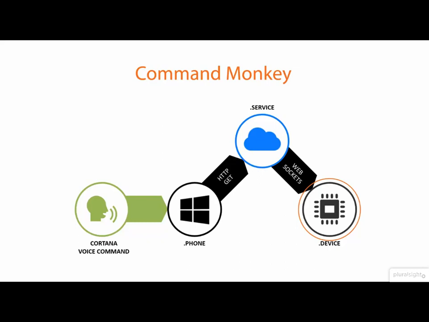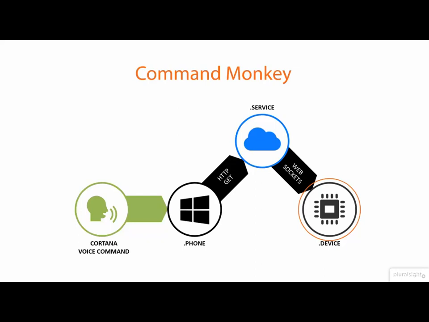I created Command Monkey for a training course on Microsoft's voice assistant, Cortana. But as you can see, the Cortana voice command and the phone app are doing an extremely simple HTTP GET command up to a service. So you could substitute most any device or service you want into there. In fact, you can even use curl from the command line to issue that HTTP GET and cause to happen what you want to happen.